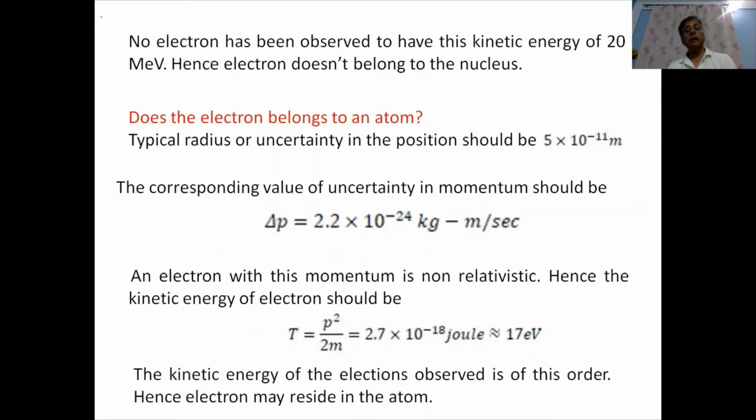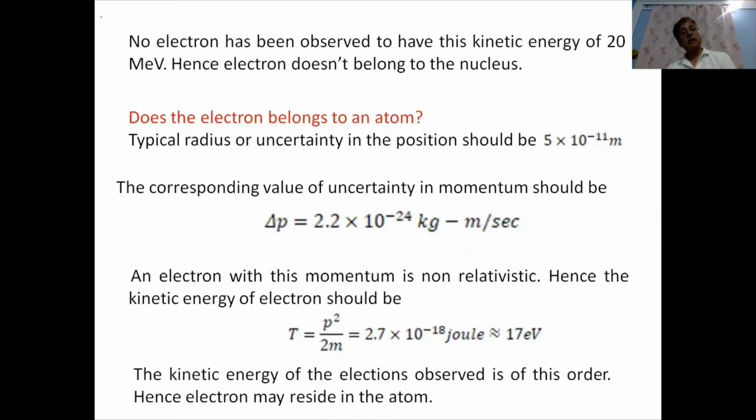No electron has ever been observed to have this kinetic energy of 20 million electron volt. Therefore, our very presumption that the electron could reside inside the nucleus was not tenable. Hence, the electron does not belong to the nucleus. That is the conclusion we have.